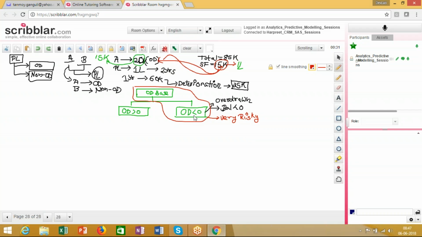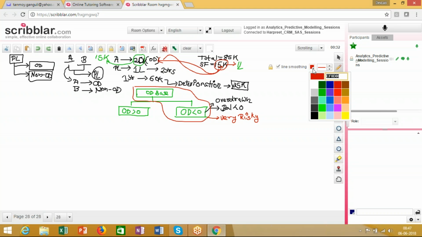Because I know that this borrower is overdrawn, he has every chance, number one, of taking the PL and not returning it back. And number two, he might take the loan, and in case he defaults on the loan, to prevent that default, he might overdraw his current account and then just default on the OD balance. Therefore, this is a very risky borrower from a lending perspective.